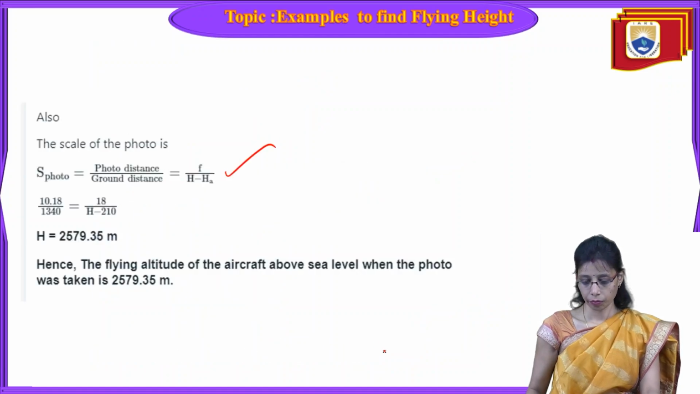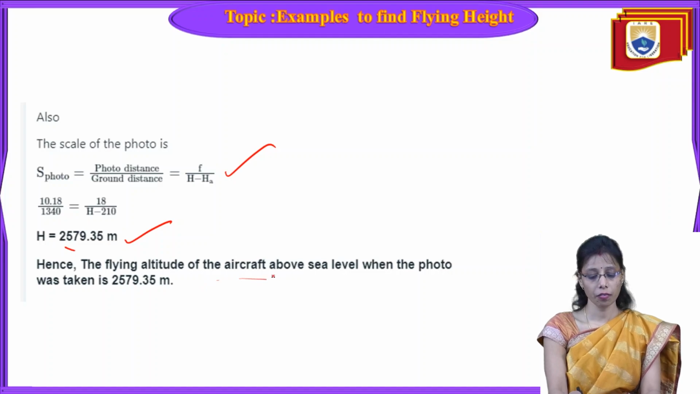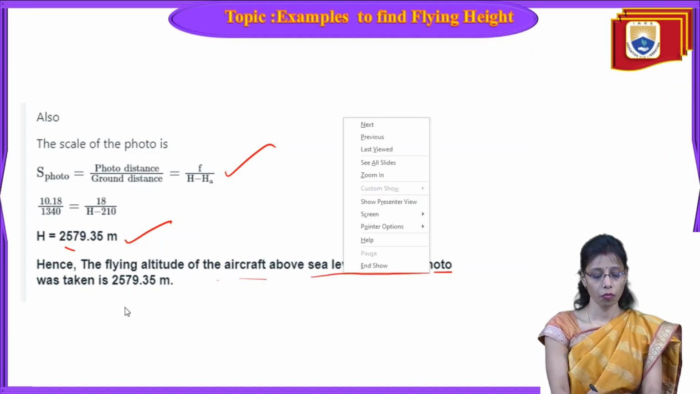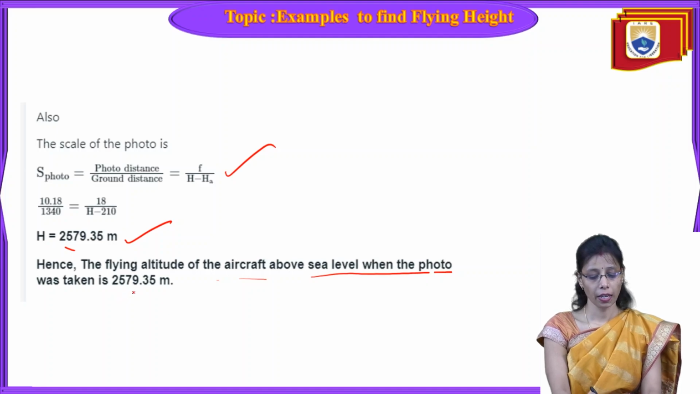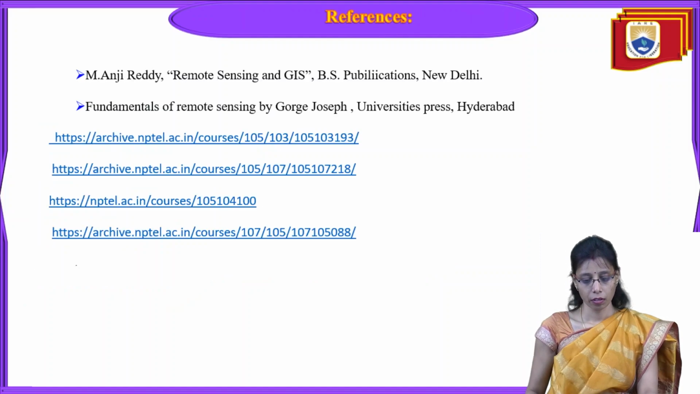Now by f by H minus h: 10.18 by 1340 is equal to 18 by H minus 210. So finally we'll get a flying height of 2,579.35 meters. Hence the flying altitude of the aircraft above sea level when the photo was taken is 2,579.35 meters. These are the ways of finding the flying height. I told you two methods, how we can find the scale and how we can find the flying height of the plane.